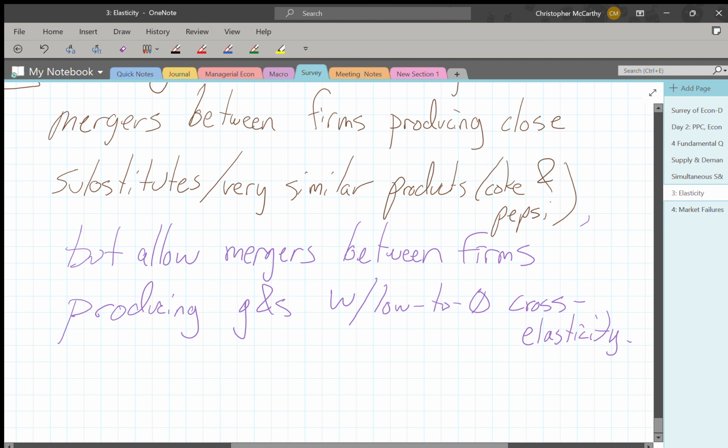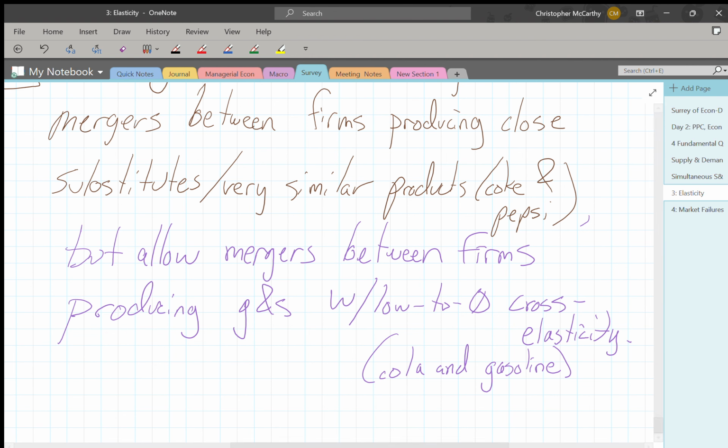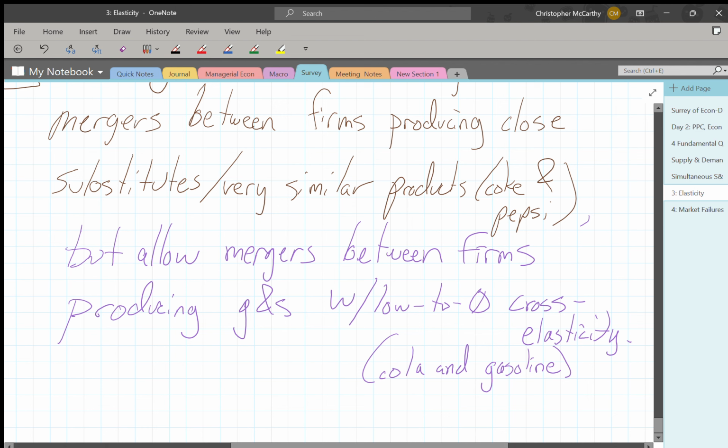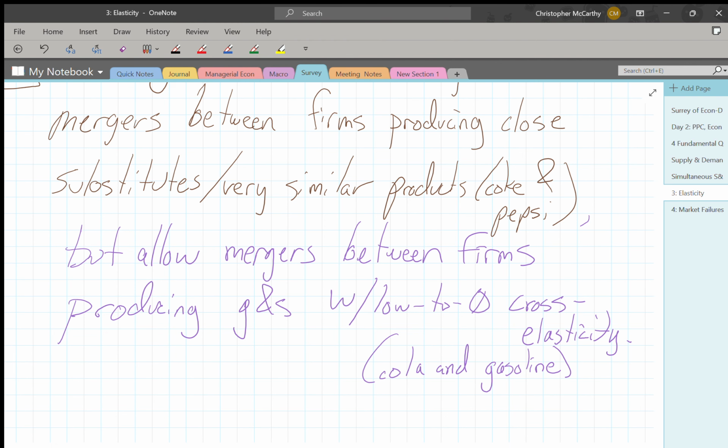So, for example, cola and gasoline. If all of a sudden BP wanted to buy Dr Pepper from Pepsi or something, the government would be like, oh, okay, I guess. You guys want to get into sodas? Sure. But if Fanta or something like that tried to merge with Pepsi, then they'd be like, I don't know about that. It's kind of extreme.